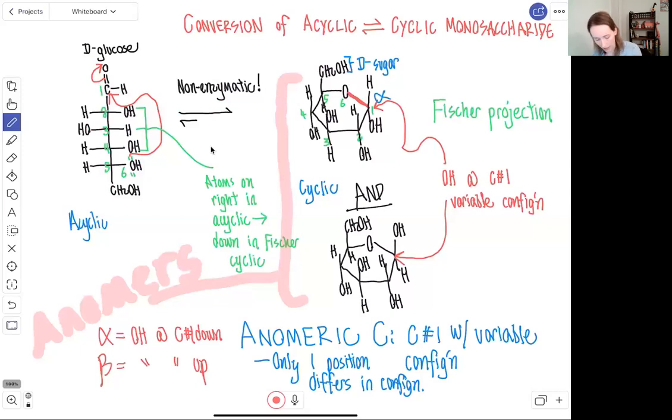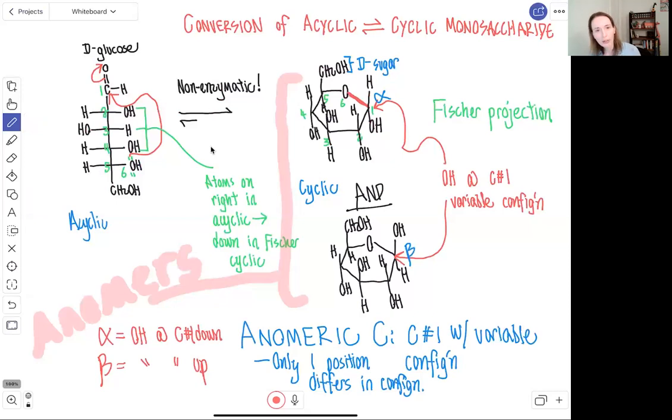So here up top, since the hydroxy group is oriented downward at that position 1, we refer to that as alpha. And if the position 1 hydroxy group is oriented upward, we refer to as beta. So beta is going to be the configuration of the structure down below.